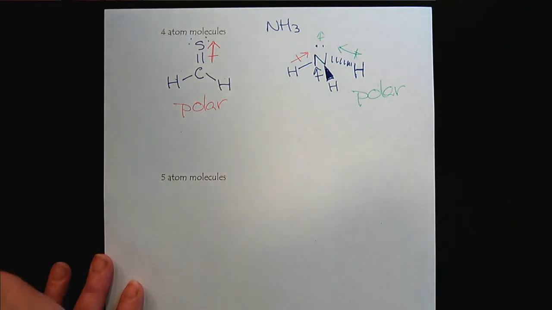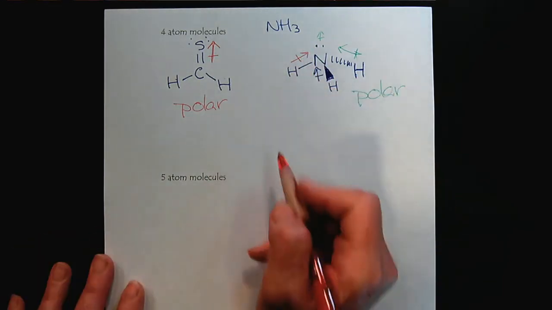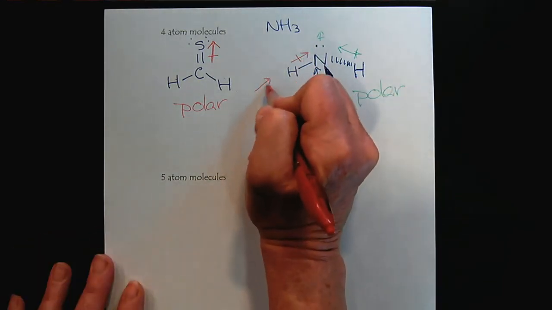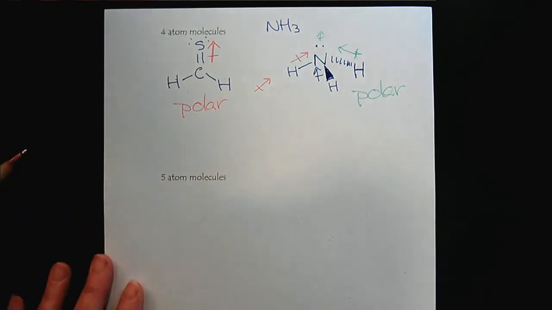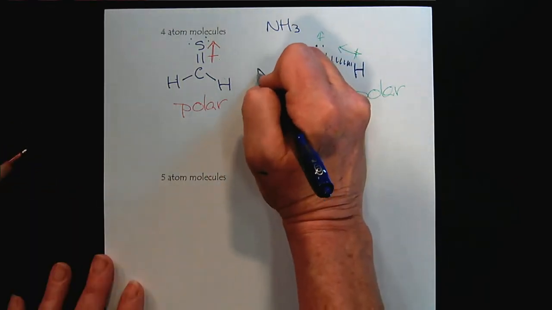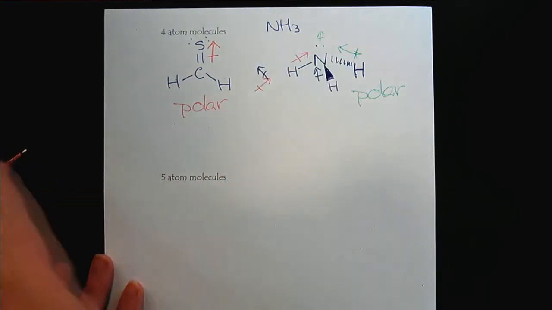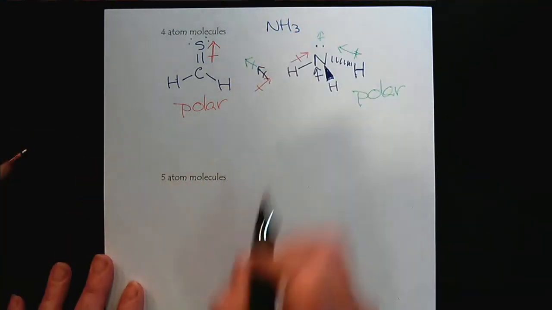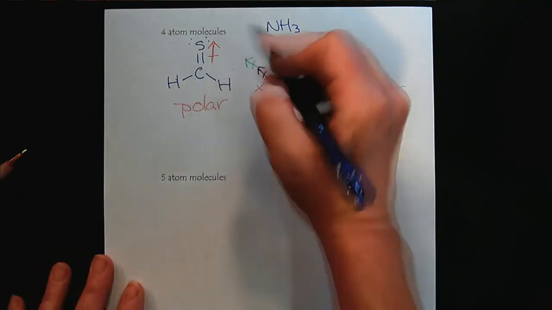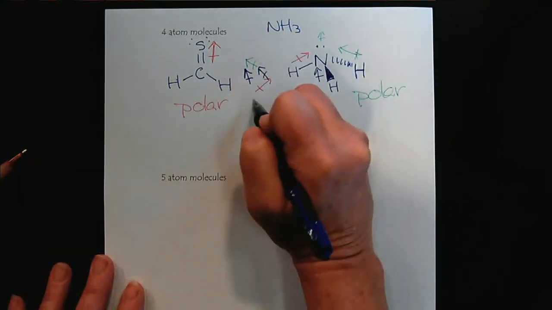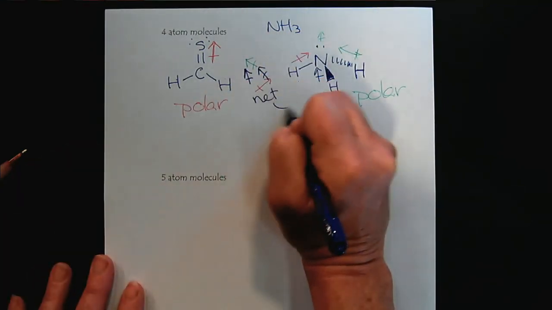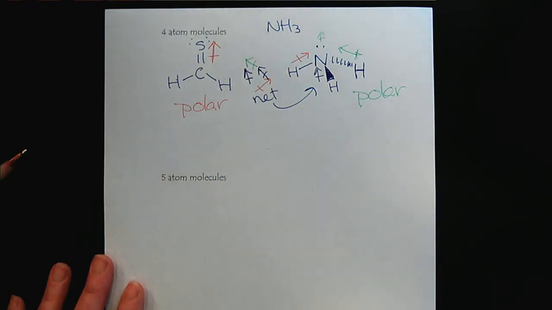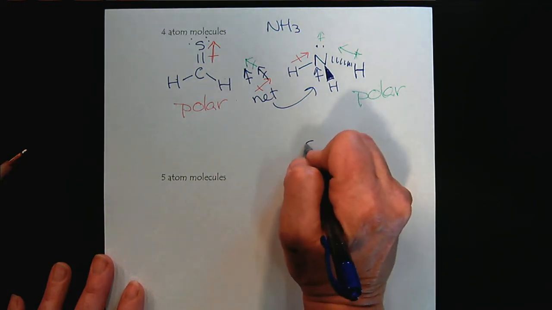And then to convince you, let's try it. Right, there's the red arrow. And then if we add the blue, and then the green, right, notice that we end up with a net dipole for ammonia. So it's a polar compound. It is possible for there to be nonpolar compounds. Let me show you one of those.